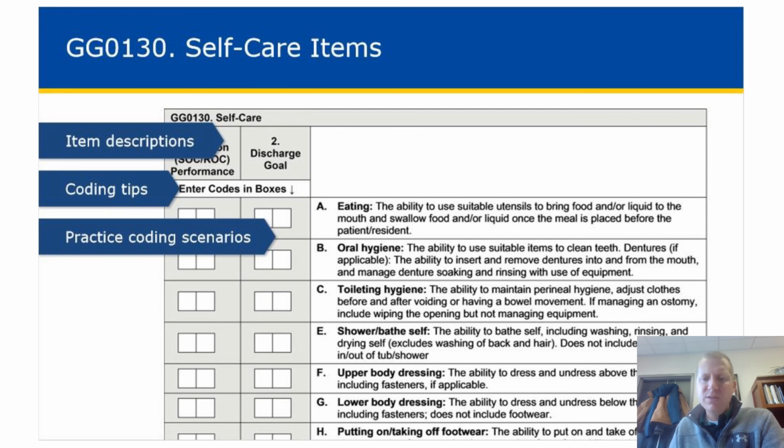Upper body dressing includes the ability to dress and undress above the waist, and it also includes fasteners. Lower body dressing is the ability to dress and undress below the waist, including fasteners, but it does not include footwear, because that is the last and separate section, putting on and taking off footwear. So being able to put on and take off your socks and shoes and your ability to fasten. Okay, and so those are all of the self-care items. Again, I think it ties in very nicely to what we would be assessing as OTs in these particular settings.